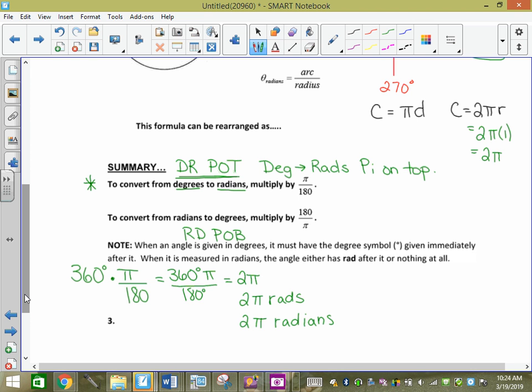So here it says, when an angle is given in degrees, it must have the degree symbol given immediately after it. When it's measured in radians, the angle either has rads after it or nothing at all, or it could have the word radians. Okay?